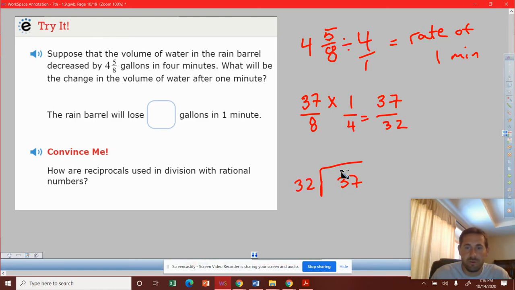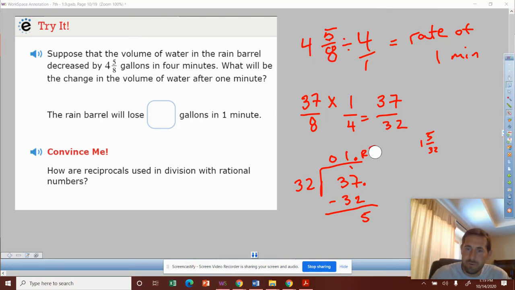How many 32s go into 3? 0. How many 32s go into 37? 1. So 1 times 32 is 32. That's going to be 5. I could carry a decimal. I could just say that, hey, that's 1 with a remainder of 5. So that would be 1 and 5/32. Or I could go ahead and find out what would that equal.